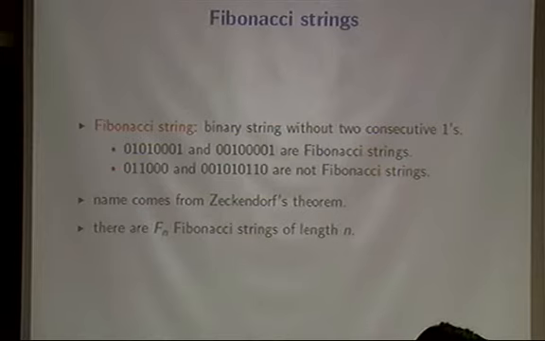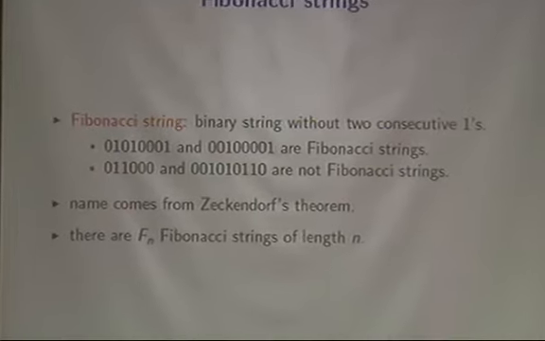So now we will move on to Fibonacci dimension. So first, what is a Fibonacci string? A Fibonacci string is a binary string without two consecutive ones. So standard examples: this is a binary Fibonacci string, this is a Fibonacci string, and this is not, because we have two consecutive ones. And here we have two consecutive ones. So these are not Fibonacci strings.